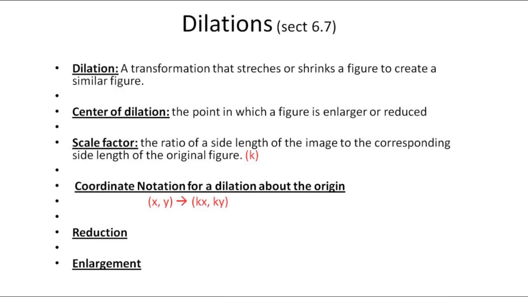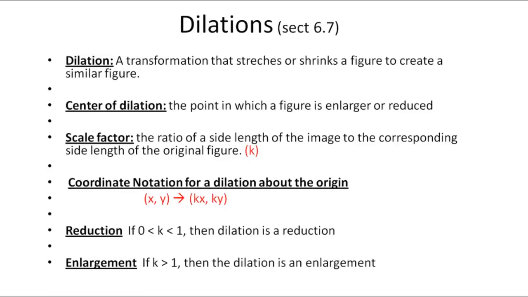My coordinate notation for a dilation is my point goes to (kx, ky). K is what we use for scale factor, so it just says I multiply my x value by whatever the scale factor is, and my y value, whatever the scale factor is. Now, do I get a reduction or an enlargement? If my k is between 0 and 1, in other words, meaning a proper fraction, then it is a reduction. If my k is greater than 1, then it is an enlargement. So again, that's where we've got to pay attention. Am I getting bigger or am I getting smaller? Which way do they want me to do?